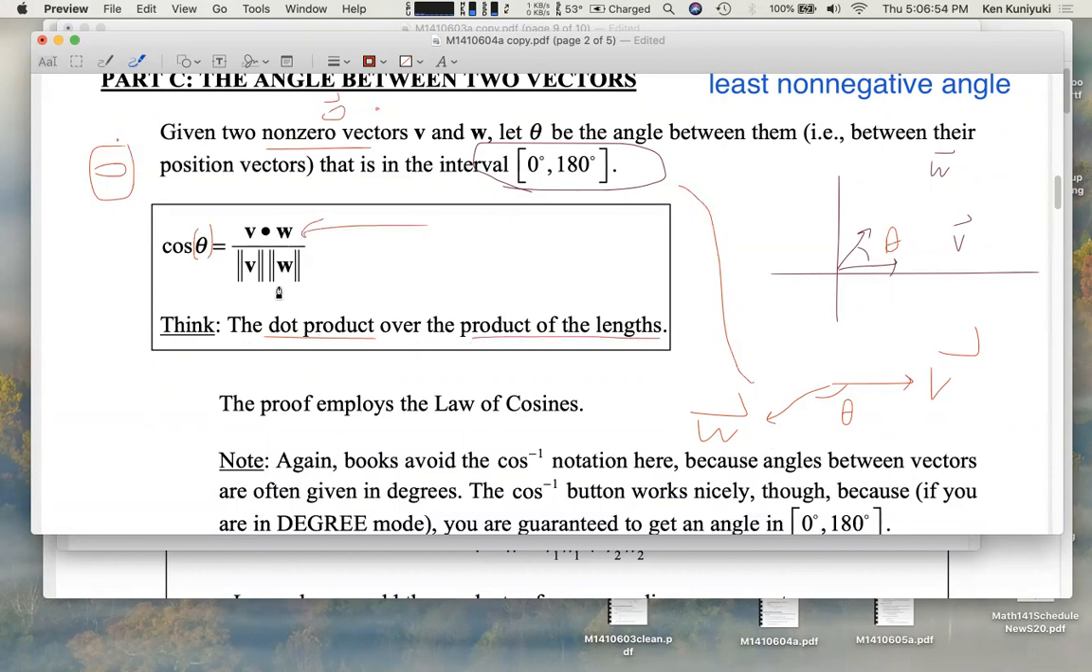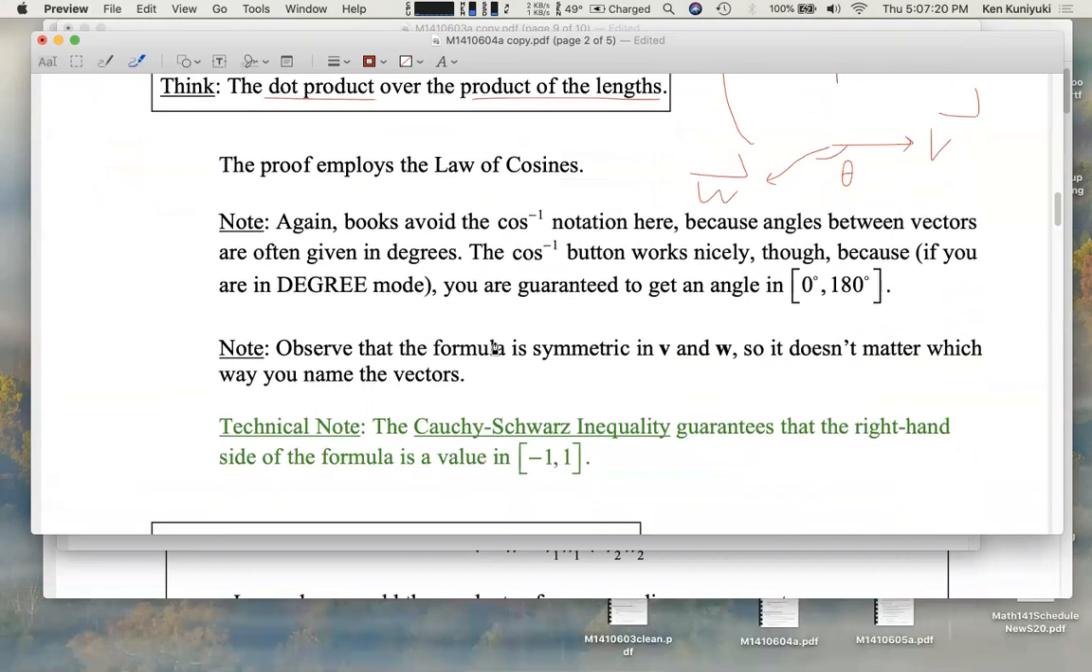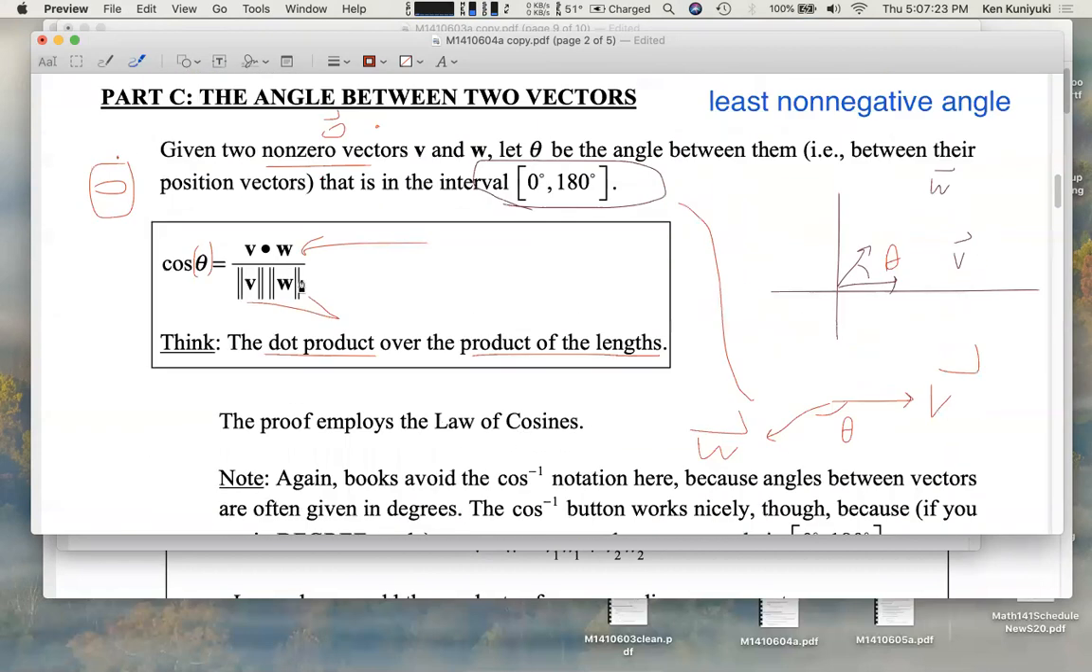The dot product is a scalar, and lengths are scalars. And we're assuming that we don't have the zero vector for v or w, so these guys will not be zero. The dot product could be zero. We'll see that later. But we know the lengths will not be zero. Okay, so the cosine of theta is given by this formula, the dot product over the product of the lengths. There's something called the Cauchy-Schwarz inequality, which guarantees that this will always spit out a value between -1 and 1.